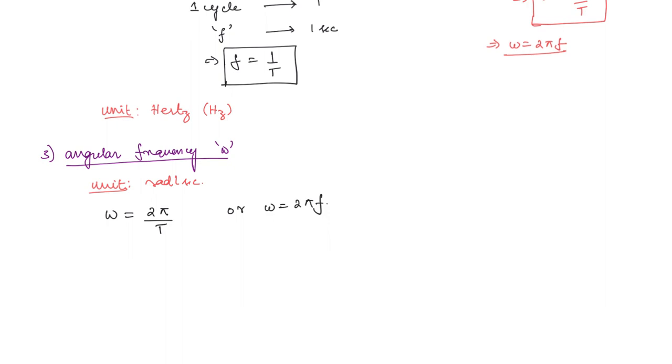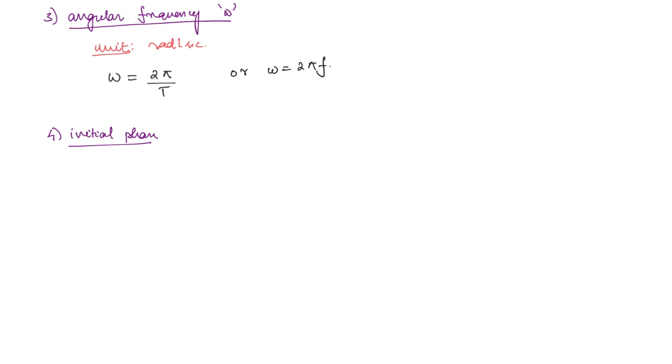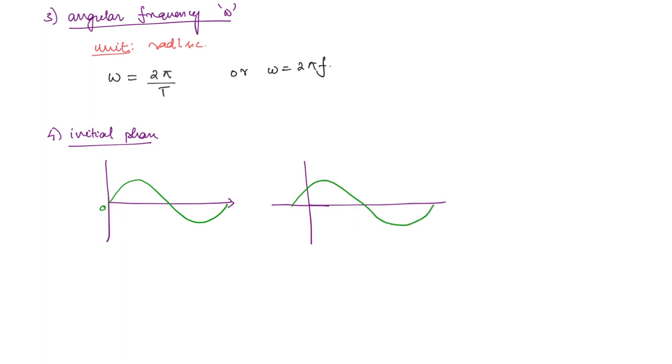Now there is another characteristic, which is the initial phase. What is this initial phase? It gives an idea about when the sine wave is starting. For example, take the sine wave that we have been discussing till now. What if it has started not at 0, but a little ahead of 0? That means it is starting here itself. Then this is omega t, this is i of t.